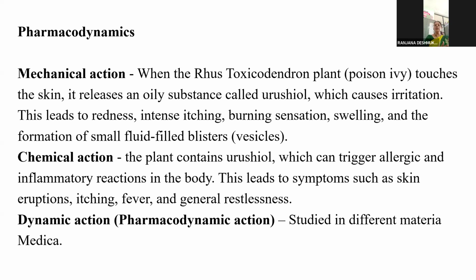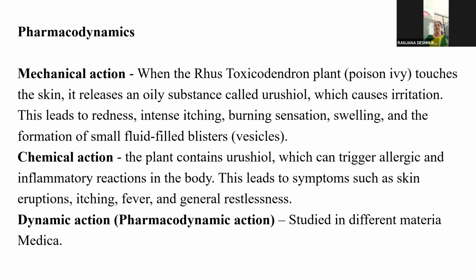That is, if we see the skin, it releases the urushiol, which creates irritation in the body, and it forms redness, itching, burning, and swelling on your part. That is the mechanism; it acts like that on your body. It shows symptoms like that.